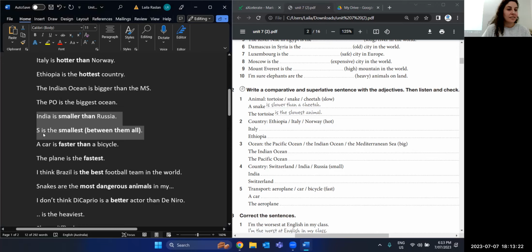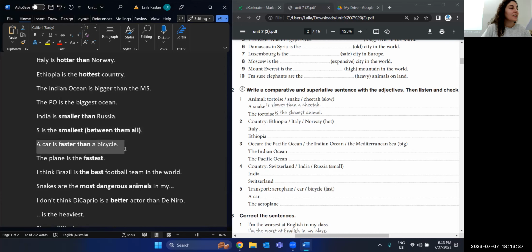5, Odilon. So make sure is pronounced a little bit better. A car is faster than a. Yeah, exactly. It's the fastest transport of all of the transport.